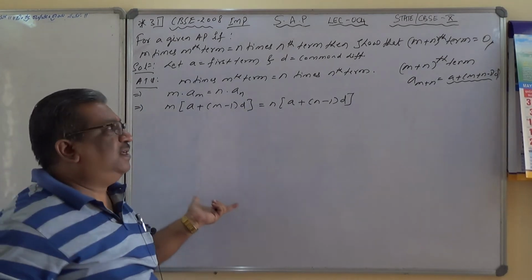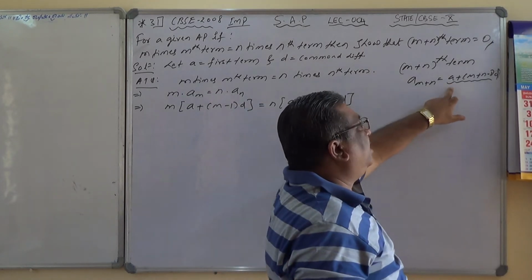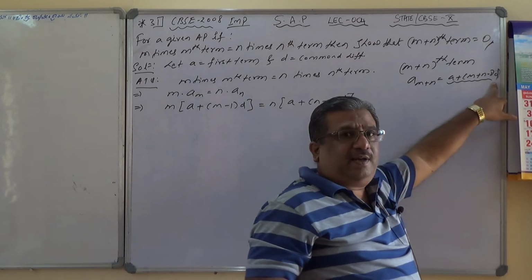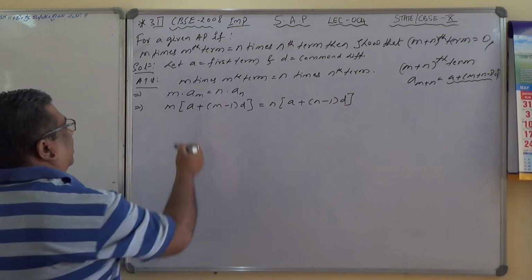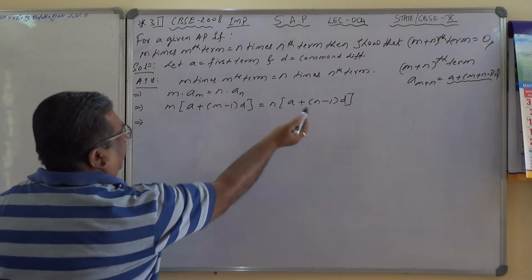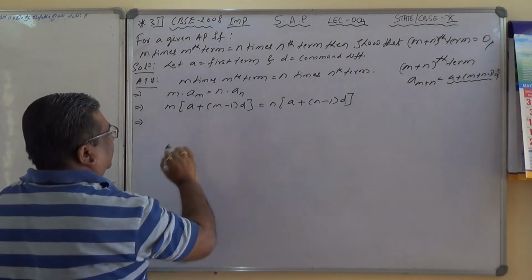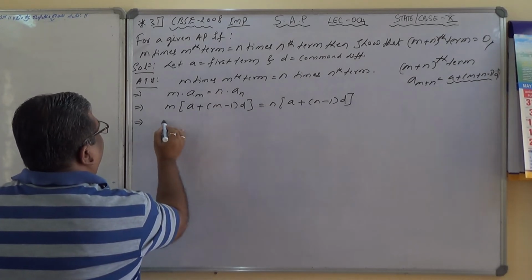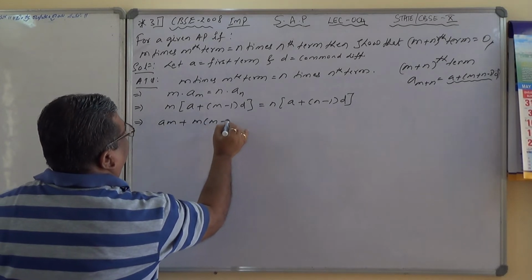That is my objective. How to achieve that one? Manipulate it. What is it that you have to do? You require a here. That means a should be taken common and d should be taken common out of the total given terms. That way I have to manipulate. So let us see here what is to be done. Transpose it this side, and meantime this also individually expand it or open the bracket. Am plus m times (m minus 1) into d.